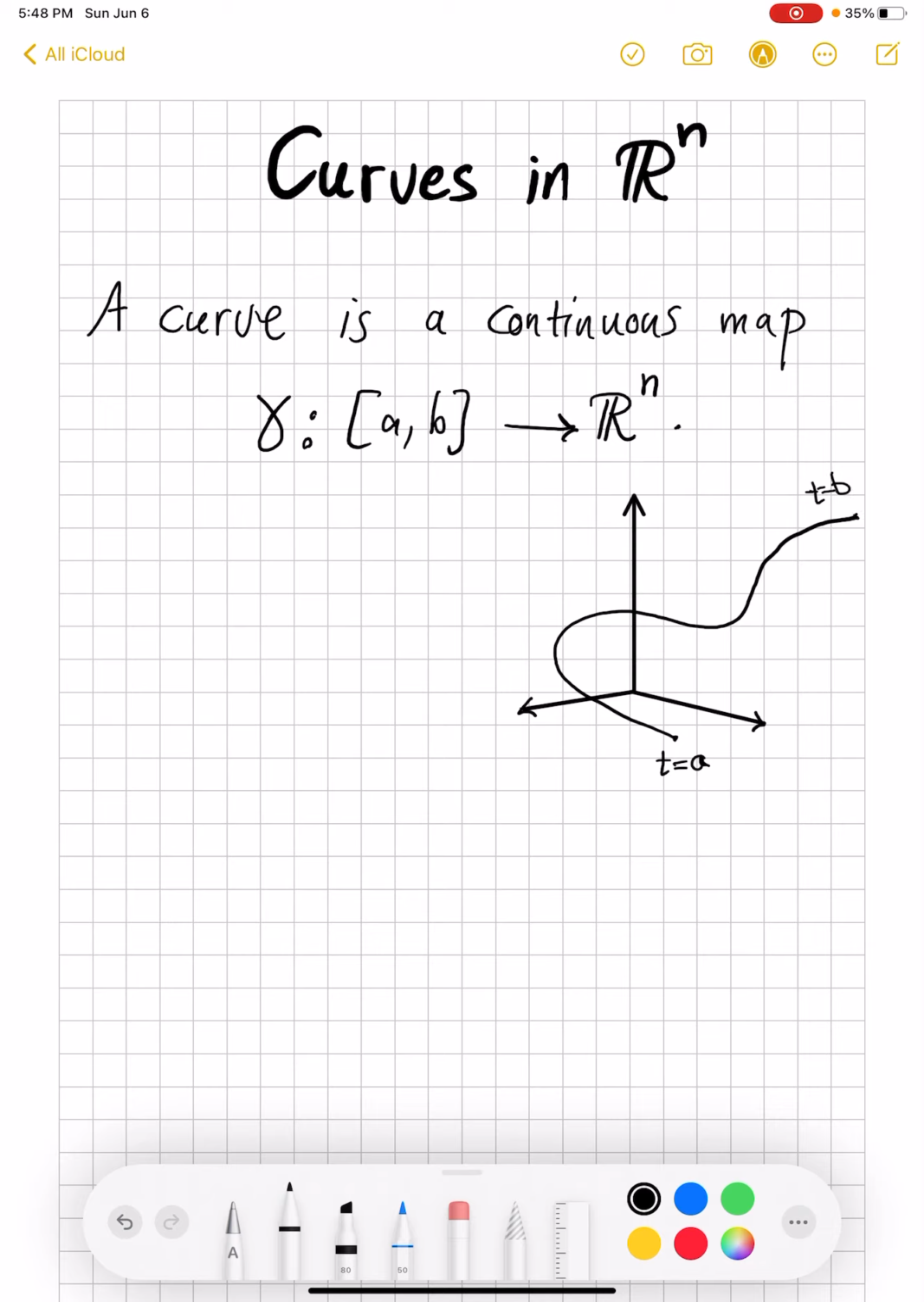Of course, curves in this definition can have self-intersections, they can even overlap along a whole segment, or it could be a constant curve that doesn't move anywhere.